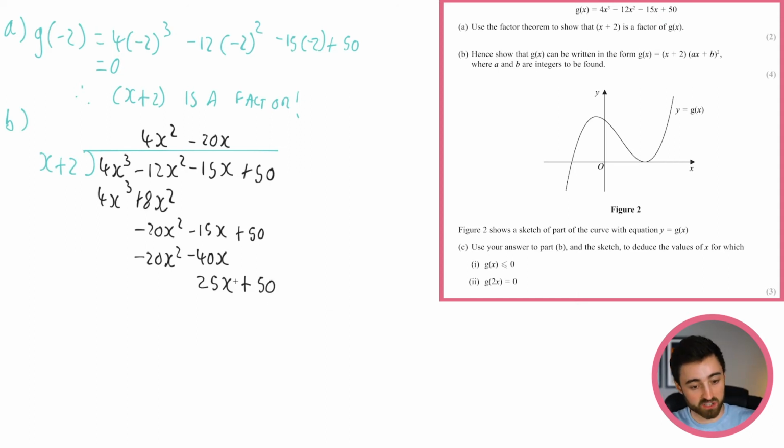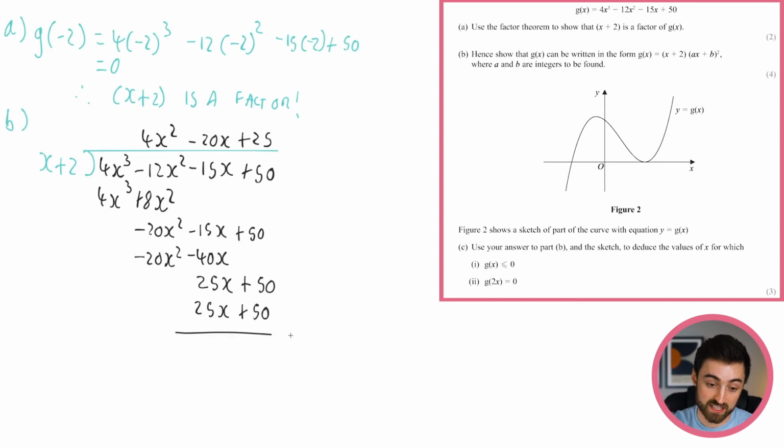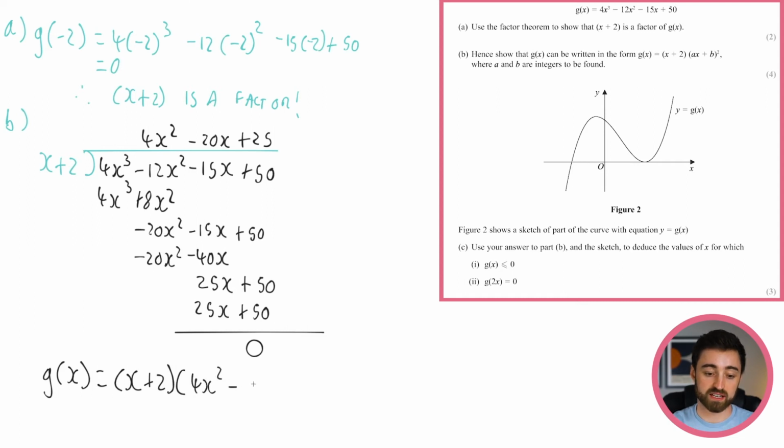How many times does x go into 25x? 25 times. Multiply it through. 25 times x is 25x. 25 times 2 is 50, and this should get a remainder of 0. We knew that it should get a remainder of 0 because we were told and we proved that x plus 2 is a factor of this. Therefore, g of x can be written as x plus 2 multiplied by this. So 4x squared minus 20x plus 25.